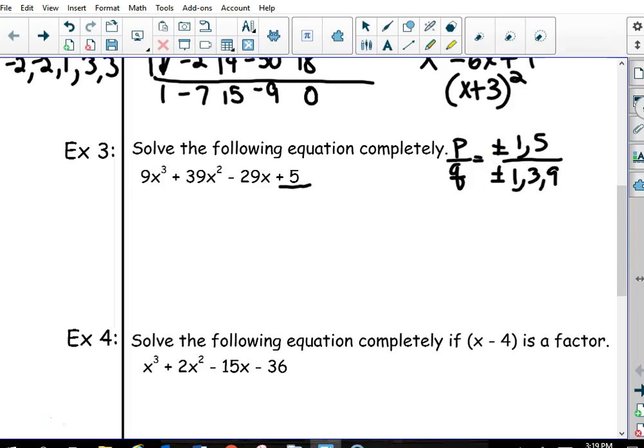I'm having a hard time seeing that the other possible zeros, especially the fraction zeros, are going to work out well. But let's throw in a 5 and see what happens.